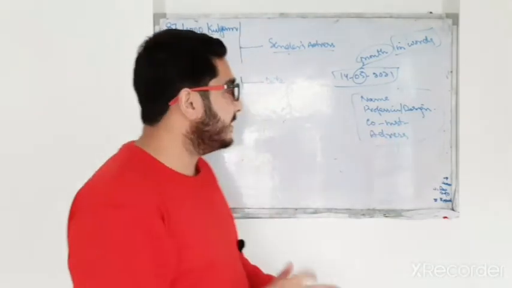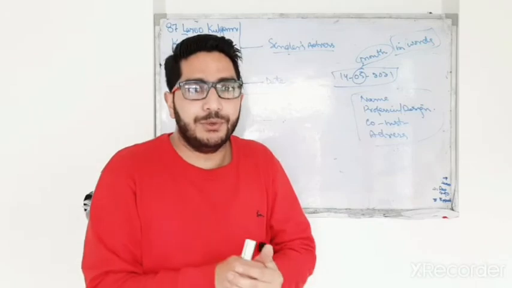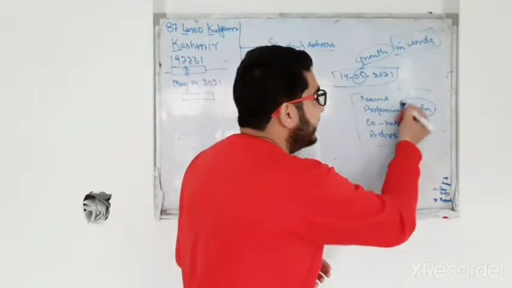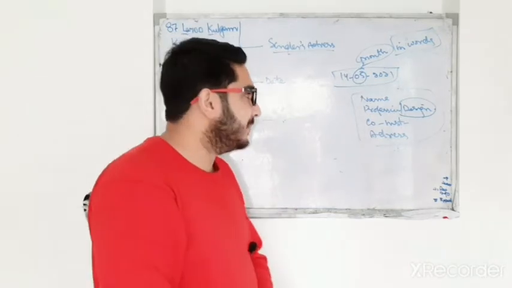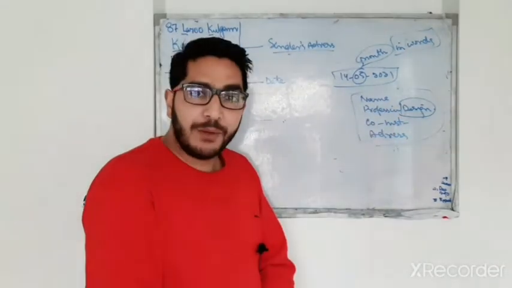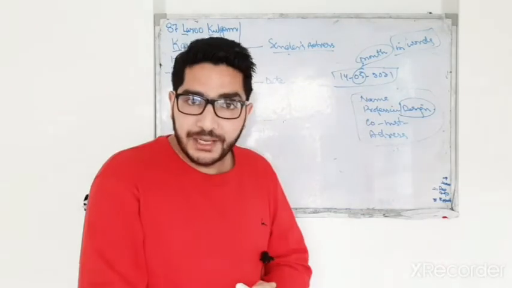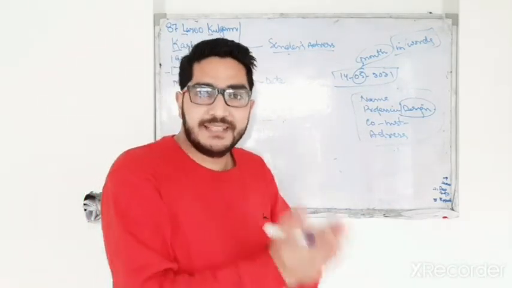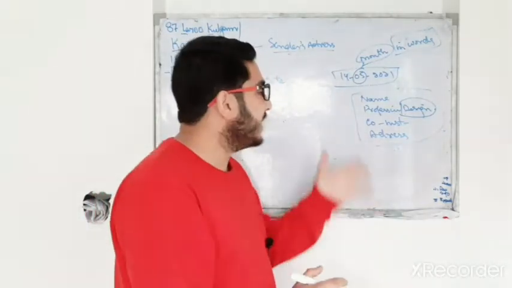Now, if we don't know the name of the person, what will we do? Then we will only write the designation of that person. If we know the name of that person, we should better write the name. If we don't know the name, we should write the designation, along with the company, institute, and address.